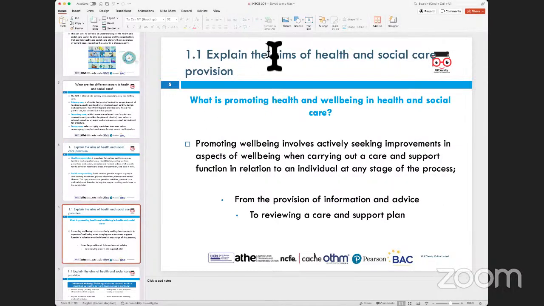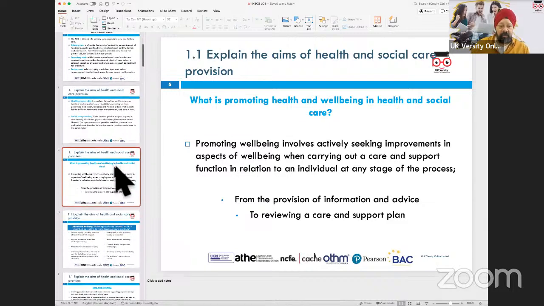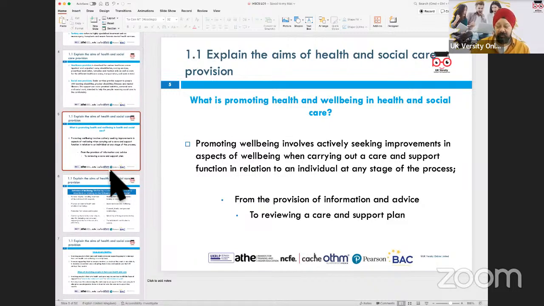Okay, now let's look at a couple of other things related to this assessment criteria, and that would be promoting health and well-being in health and social care. So when we say health and social care provision, what does it mean, and how does the government actually provide these services to members of the public?